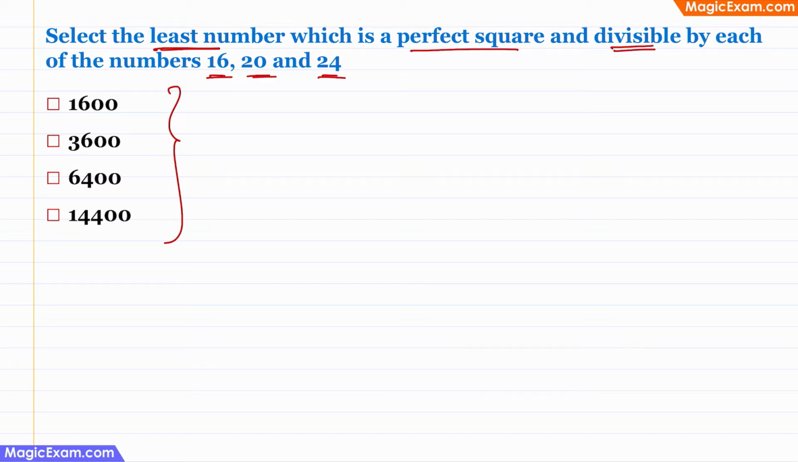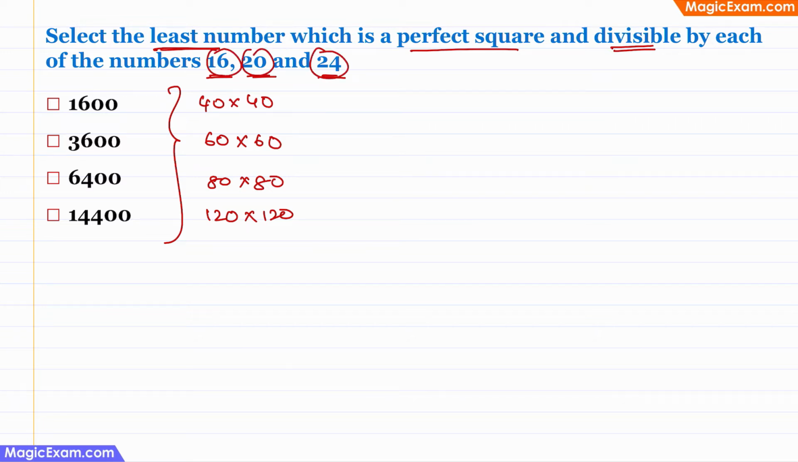Even a rough observation of these numbers shows that all of them are perfect squares, because 1600 is nothing but 40 into 40, and 3600 is 60 into 60, and 6400 is 80 into 80, and 14400 is nothing but 120 into 120. So all of these numbers are perfect squares. So we just have to identify which of these numbers is divisible by 16, 20 and 24.